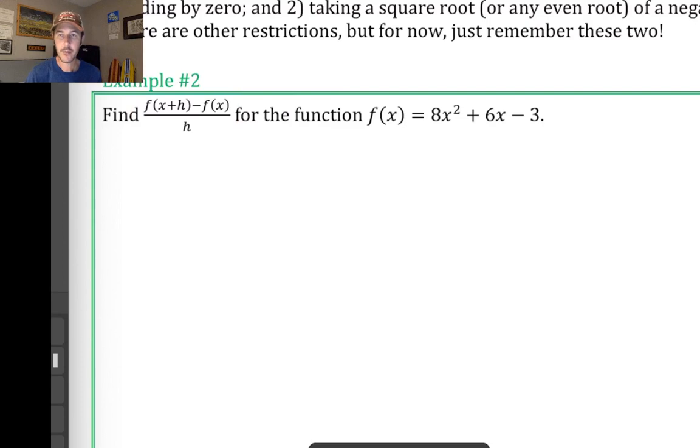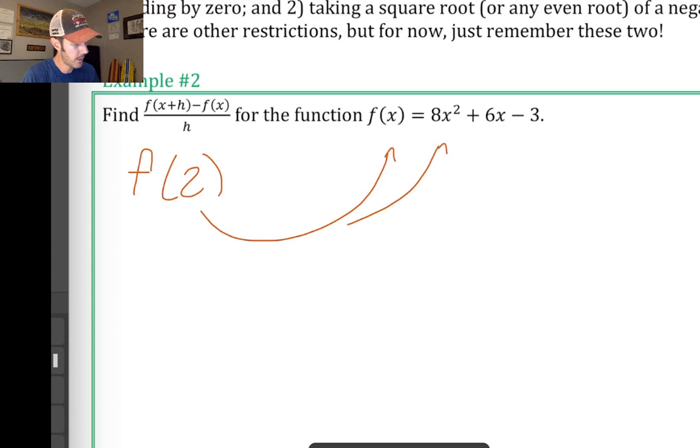I see a lot of students take these two ingredients and mix them together in the wrong order. So pay close attention to the way these two things are going to interact. Don't write this down, but remember that if I asked you for f of 2, then you would take the number 2 and plug it in here in place of anywhere that you see an x. So you'd have 8 times 2 squared plus 6 times 2 minus 3.